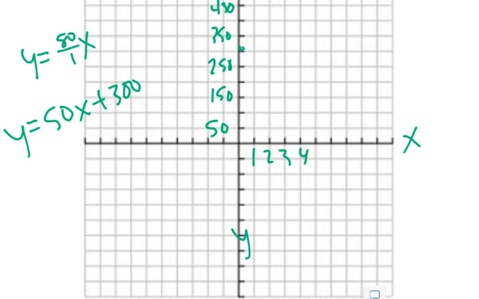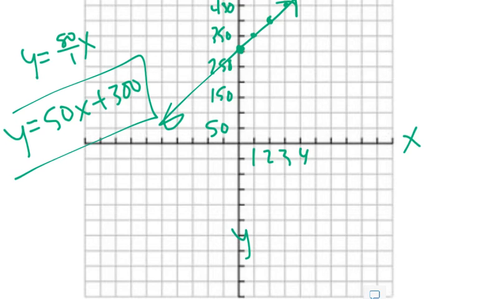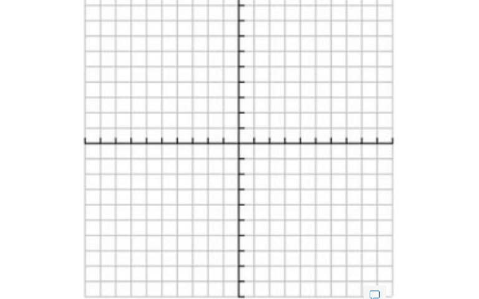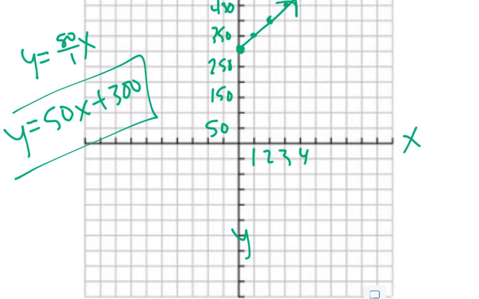So we'd start at 300, and then every time we sell a vacuum, every time we go to the right one, we get $50 more. To the right one, $50 more, and so on. So our equation would look like that, graphed. Okay. Now, if we were just basing it off the equation without the story problem, we'd draw our graph going the other way. But because we're dealing with story problems, we actually need to make sure that we follow through with that. Of course, probably did this one wrong, didn't I?